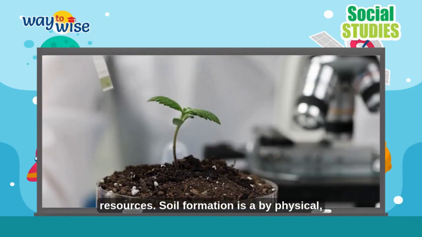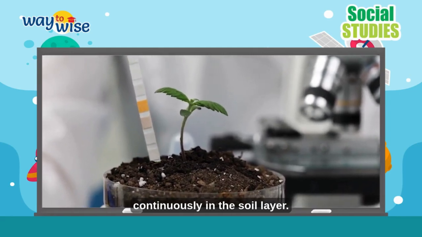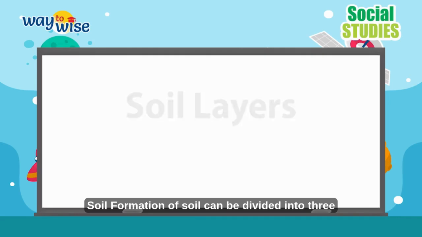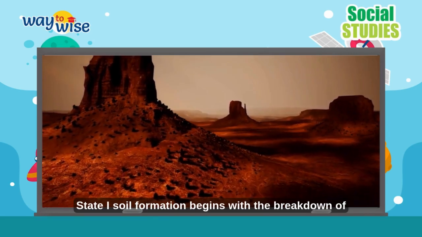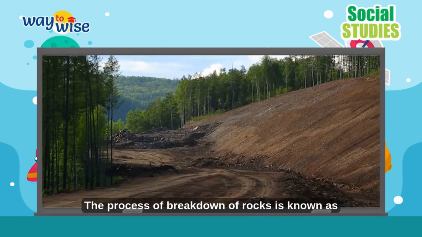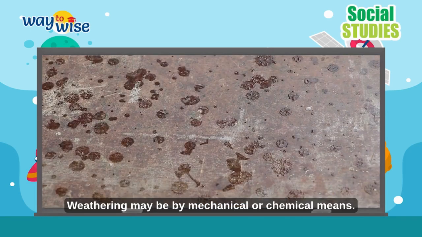Soil formation. Soil is formed by the physical, chemical and biological changes that take place continuously in the soil layer. Formation of soil can be divided into 3 stages. Stage 1. Soil formation begins with the breakdown of rocks at the surface. The process of breakdown of rocks is known as weathering. Weathering may be by mechanical or chemical means.